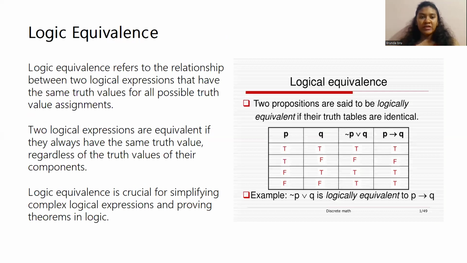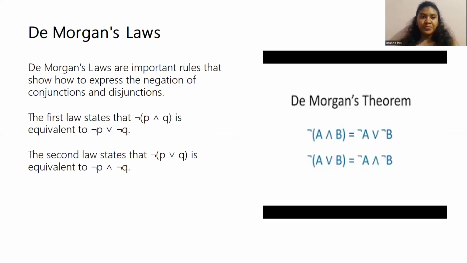So logical equivalence. Logical equivalence refers to the relationship between two logical expressions that have the same truth values for all possible truth value assignments. Two logical expressions are equivalent if they always have the same truth value, regardless of the truth values of the components. Logical equivalence is crucial for simplifying complex logical expressions and proving theorems in logic.